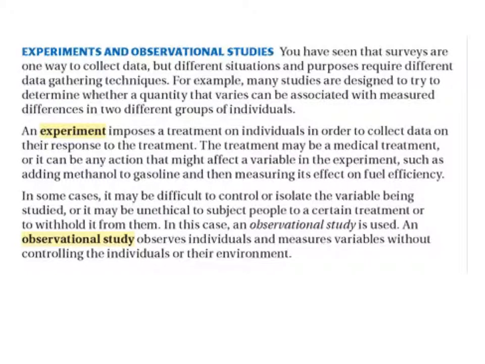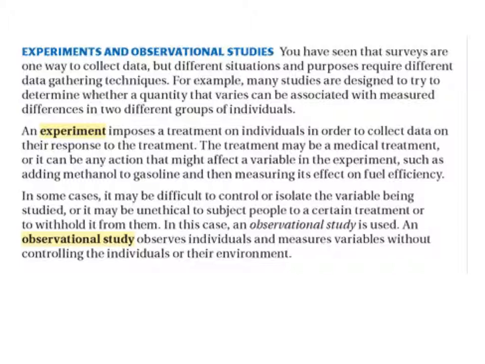Experiments and observational studies. You've seen that surveys are one way to collect data, but different situations and purposes require different data gathering techniques. For example, many studies are designed to try to determine whether a quantity that varies can be associated with measured differences in two different groups of individuals. First of all, an experiment imposes a treatment on individuals in order to collect data on their response to the treatment.